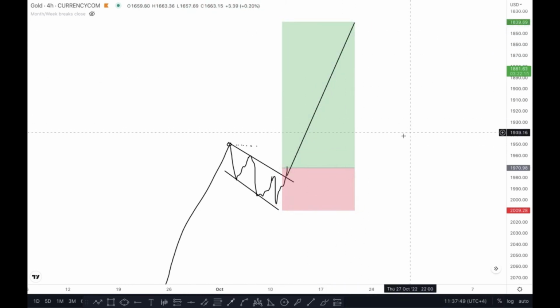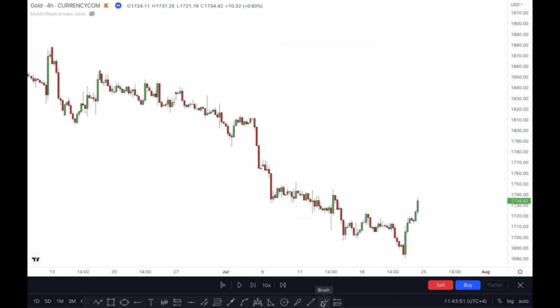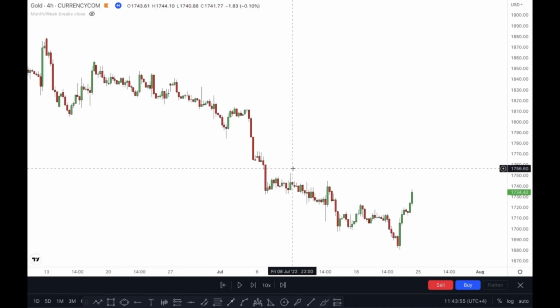So once we get in here with our stop loss here, this is going to be our target. First thing that we need to do is to identify the trend of the market. And as you can clearly see, this is actually a downtrend. But what you also need to understand is you need to be able to read market structure.